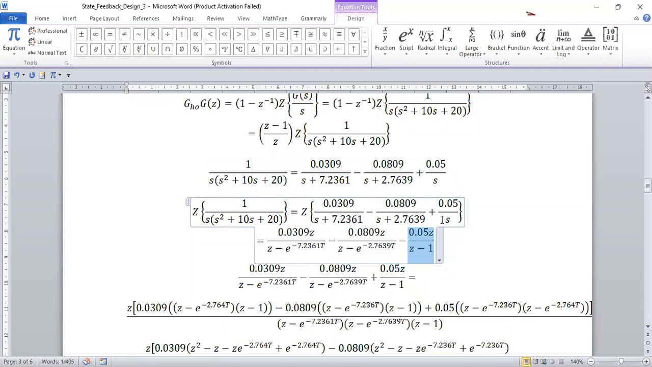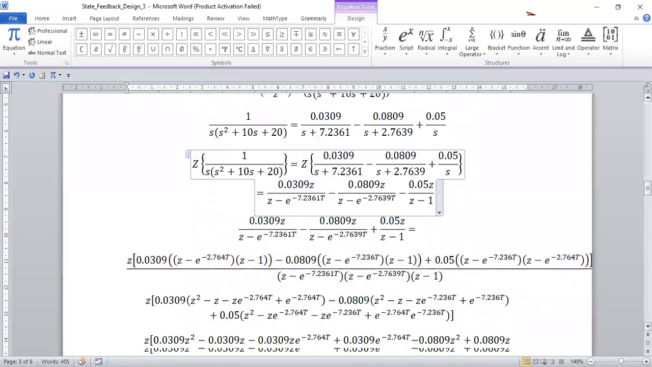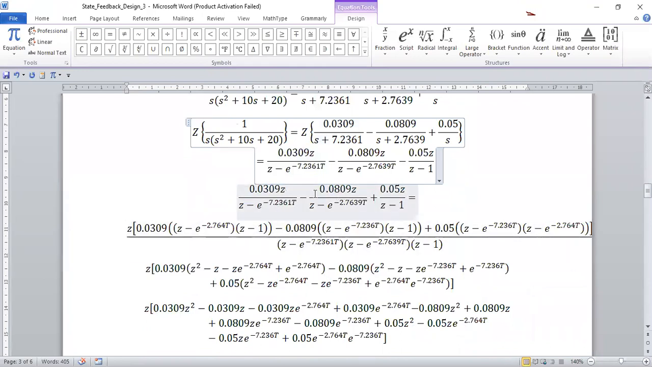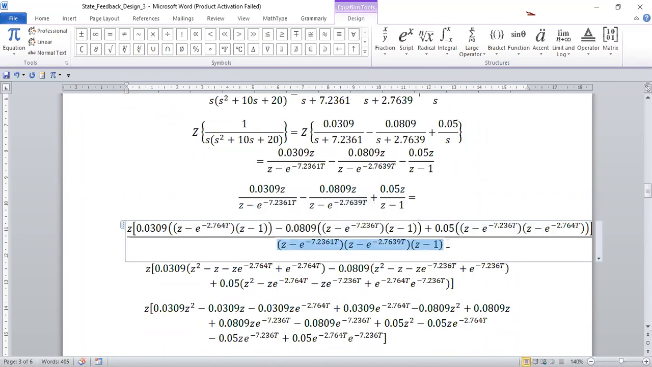So converting this, this is like a step signal, and the z transform of a step signal is z divided by z minus 1. So you simply have this. Then the z transform of an expression of this form is given by this. And the z transform of an expression of this form is given by this. Then after that, we have to expand it, then you collect like terms. And this is the denominator. So you would bring the denominator together and you will get this expression.